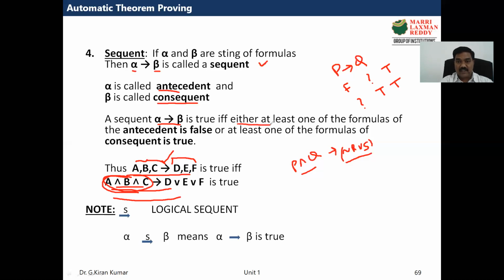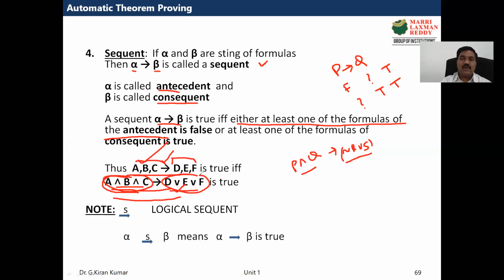If at least one of the formulas of the antecedent is false. So this is the antecedent A comma B comma C, and in that one of the formulas is false. Why? Because this is an equivalent expression for this sequent. So A and B and C, if one proposition is false, then the complete thing will be true. Or in D, E, F, if at least one is true. Why? Because this is the equivalent expression. If one is true, then the complete thing is true. So therefore, the complete expression will be true.